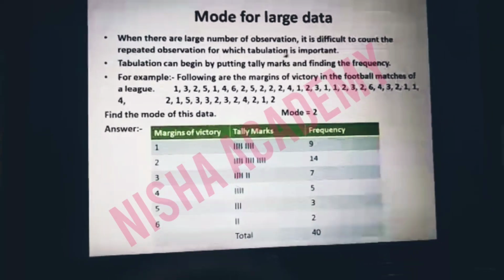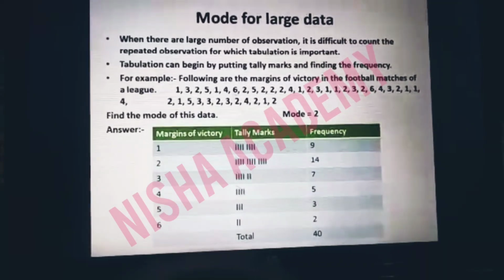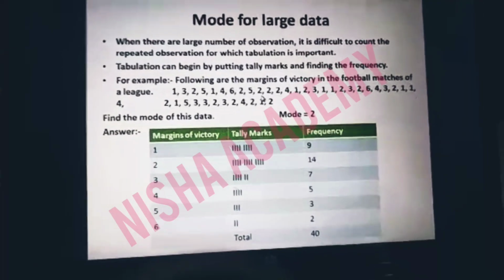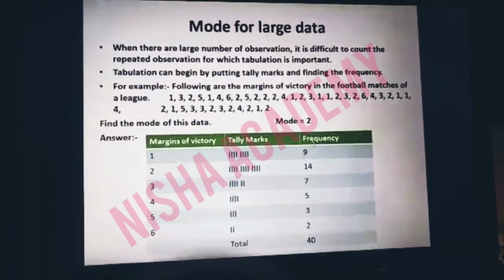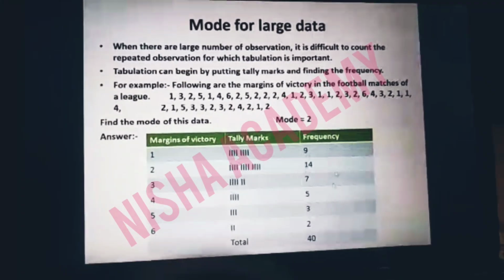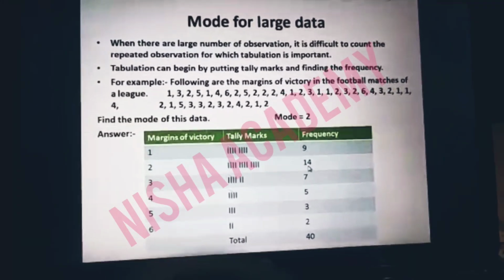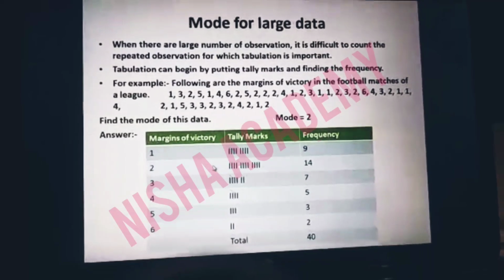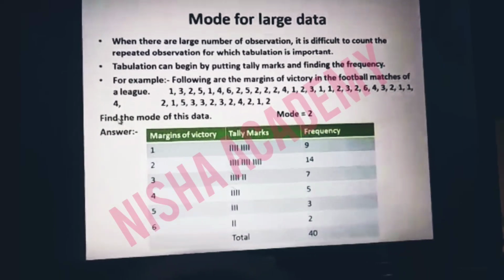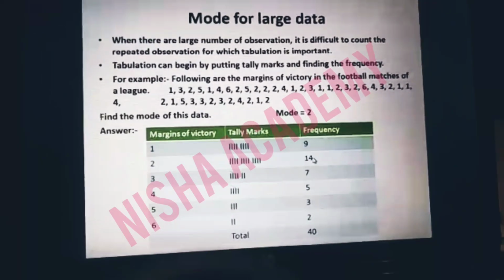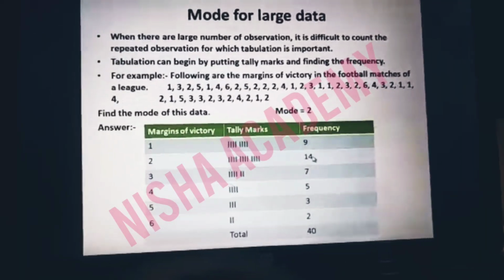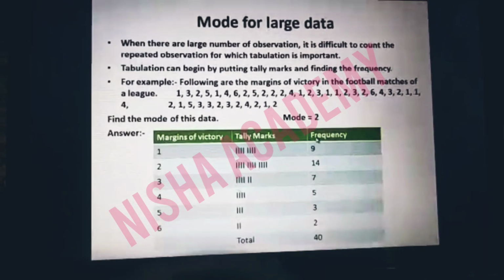The total should match the number of observations, so you will come to know that you have not missed any observation. Now which number has the highest frequency? 14 is the highest frequency. Which number has it? 2. So your mode will be 2. So the number 2 is being repeated the maximum number of times, that is 14 times. So the mode will be 2.